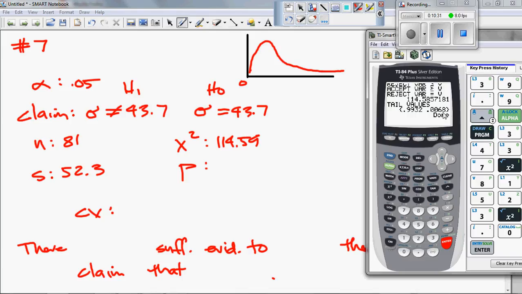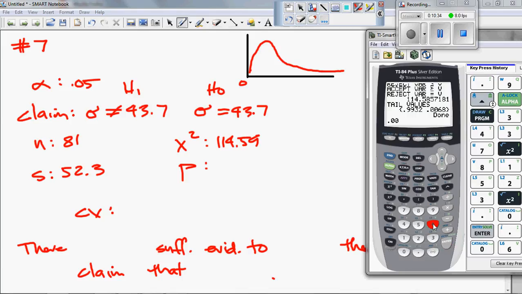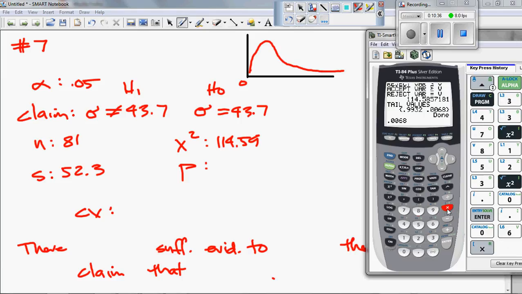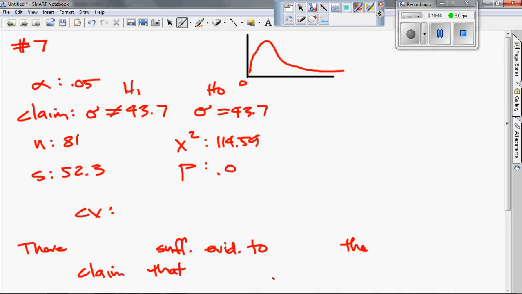So 0.0068 times 2, and we get 0.0136. Compare that to our significance level, and as you can see, it is less than the significance level, so we reject the null hypothesis.